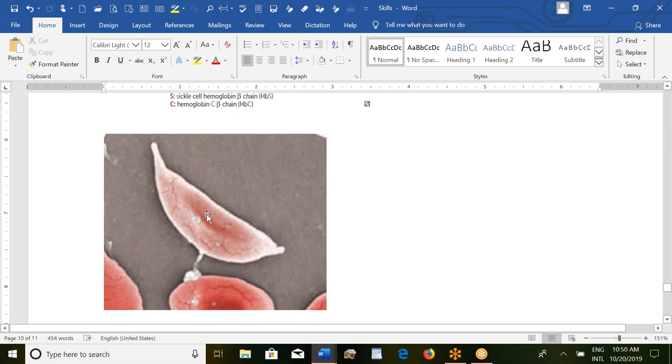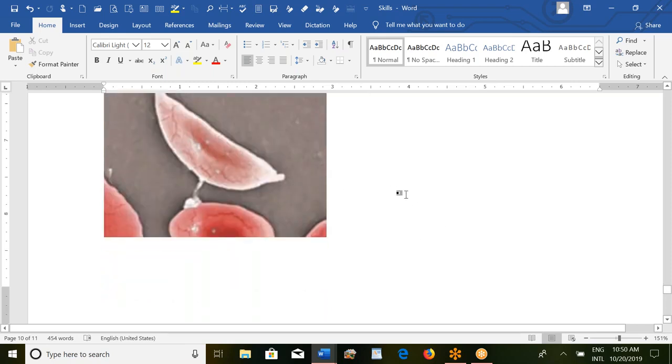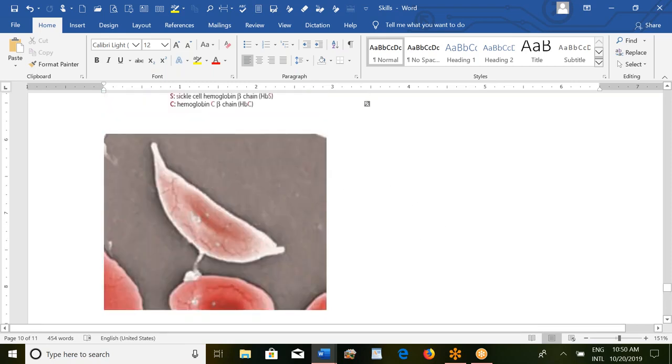It's a peripheral smear, and here are the normal cells. So sickle cell disease. What will be the hemoglobin pattern in sickle cell disease? Disease is SS, and trait can be anything, AS or AC. Here they are usually normochromic and normocytic.